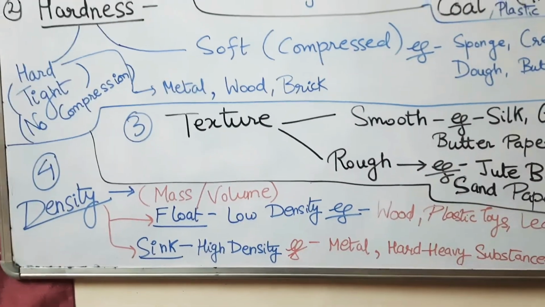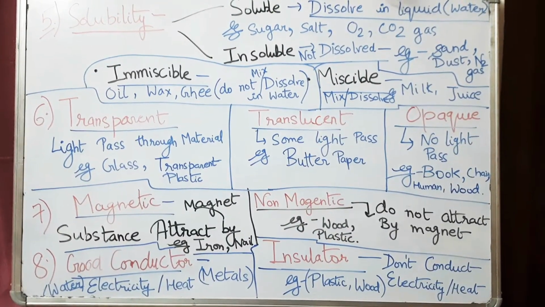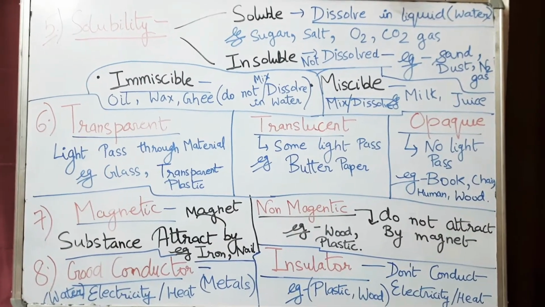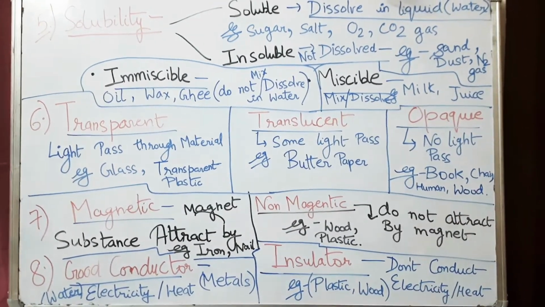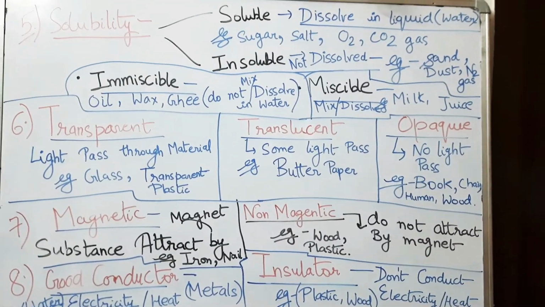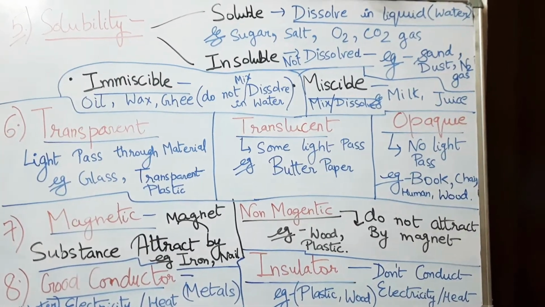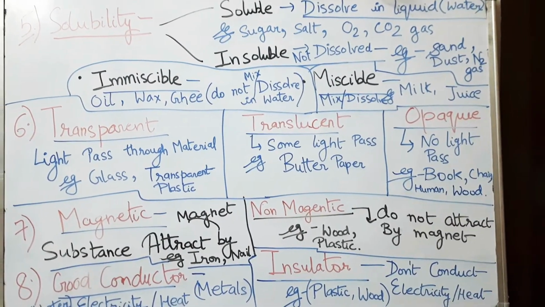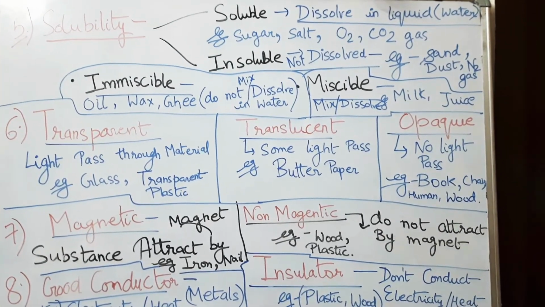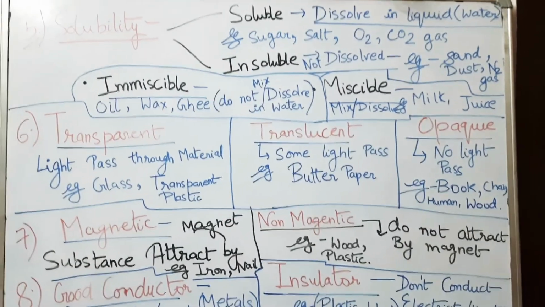Okay, so these are the properties. Some more properties of material are solubility. Solubility is whether a substance can dissolve or it is insoluble, which means it does not dissolve. Solubility means a substance dissolves in liquid, for example in water. In water what dissolves? Sugar and salt, and in some other liquids oxygen and carbon dioxide also dissolve. These are dissolvable gases, and salt and sugar are dissolvable solids.